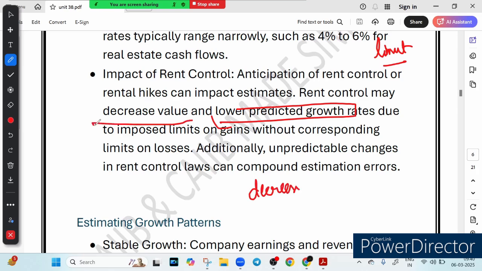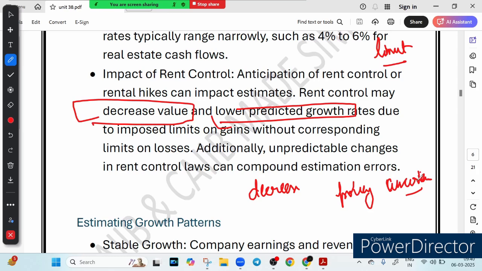Decrease value, here you can see, right? Decrease property value, which means since future income is capped, investors may pay less for the property today. And the third thing is policy uncertainty, right? So policy is quite uncertain. The government can change the law anytime, making it harder to predict long-term growth.